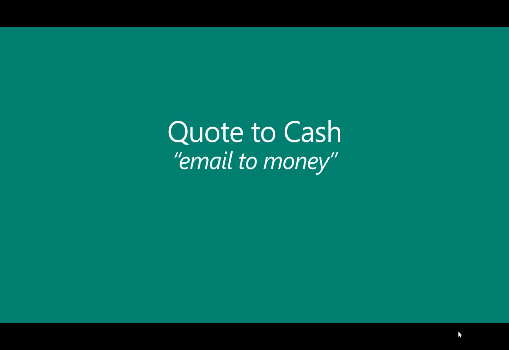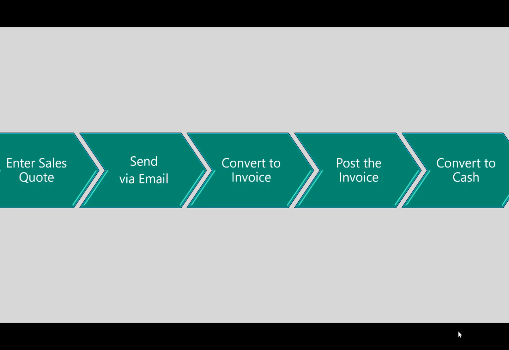One of the simple ways in which we see the blending of productivity tools and business processes of Dynamics 365 Business Central is through Microsoft Outlook. In this demonstration, we'll show you quote to cash, also known as email to money, in which I get an inbound email request from a customer, and I'm going to process that in its entirety, this entire business process through Microsoft Outlook. So the steps here are we're going to enter in a sales quote, we'll send it via email.